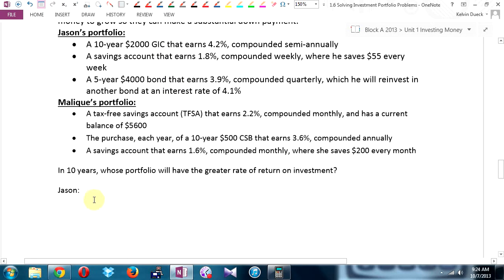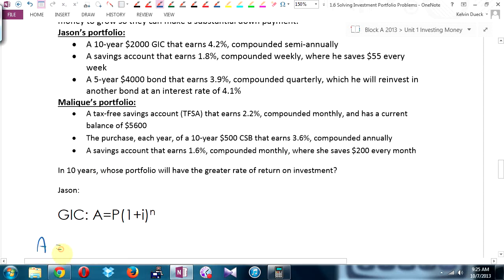So for Jason, the first thing we have is the GIC. Is he making any payments into the GIC? Any monthly payments or any yearly payments or anything like that? No? And you know what? I think for the GIC, I think we can just go A equals P bracket 1 plus little i to the n. Why can we do that, Caitlin? No payments. I think we can fall back on our standard compound interest formula.